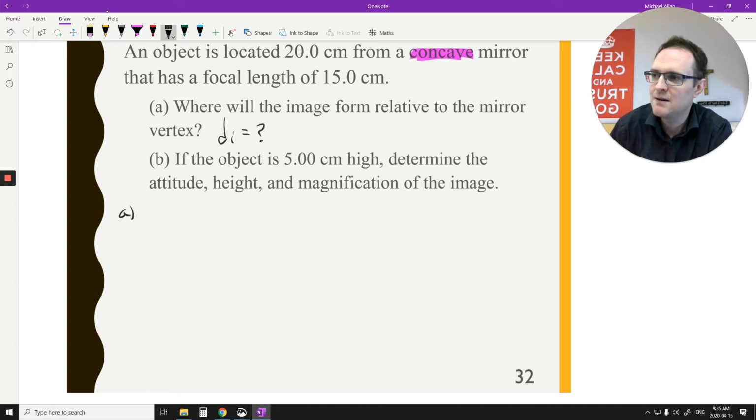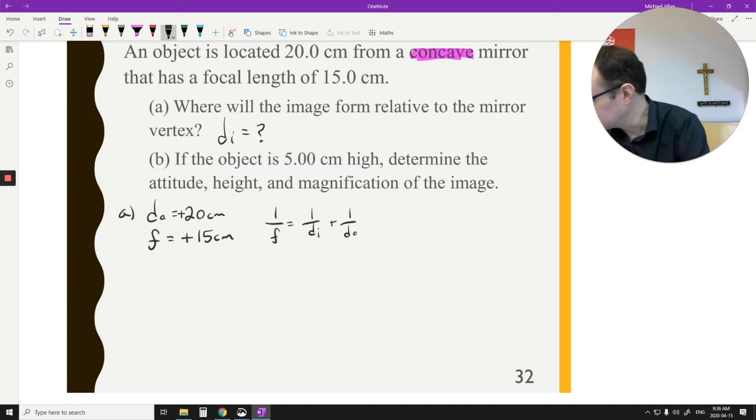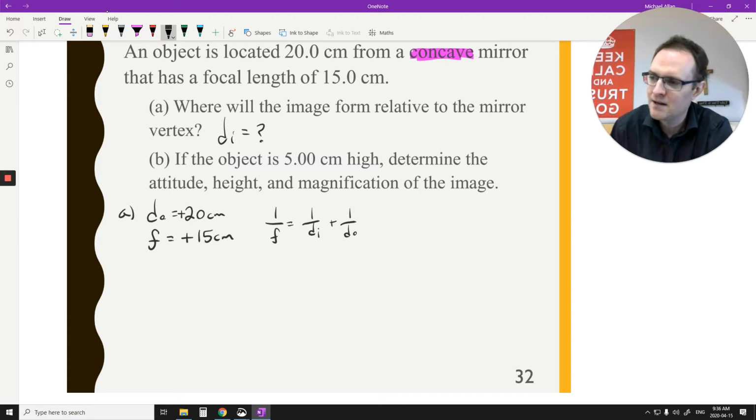So question A, we have an object that's located 20 centimeters from the concave mirror. It's a concave mirror, so that means this is a positive focal length of 15 centimeters. Just to emphasize, this is concave, it's a positive number. My do is also a positive number, it's always going to be a positive number. So I'm going to use the formula 1 over f is equal to 1 over di plus 1 over do. I'm going to be looking for di in this first one.